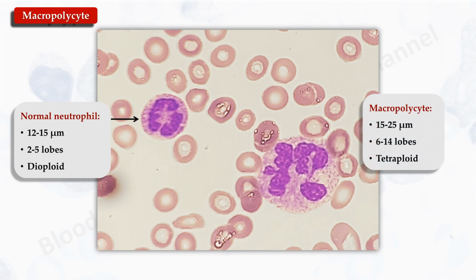A macropolycyte is about twice the size of a normal neutrophil. Its diameter is 15 to 25 micrometers rather than 12 to 15 micrometers. An analysis of its DNA content shows that it is tetraploid rather than diploid, the number of lobes present being increased proportionately.